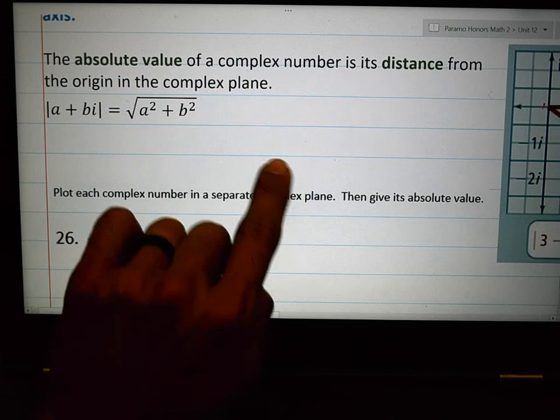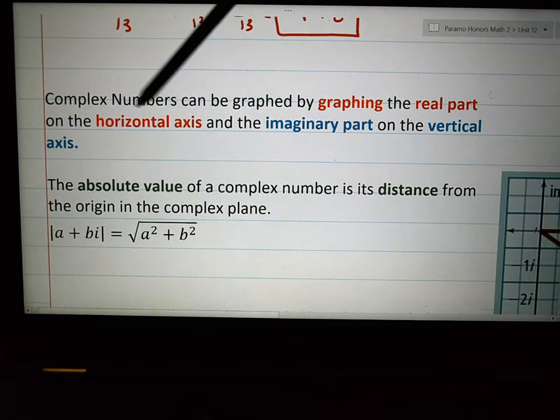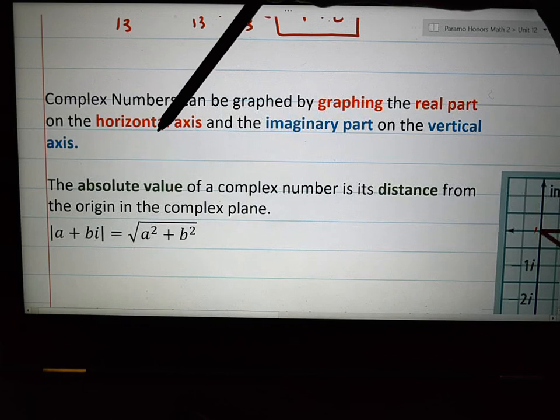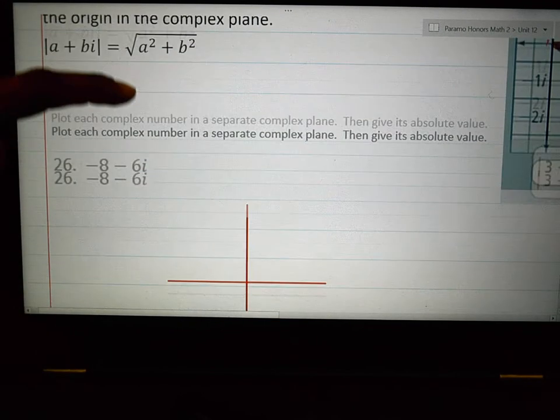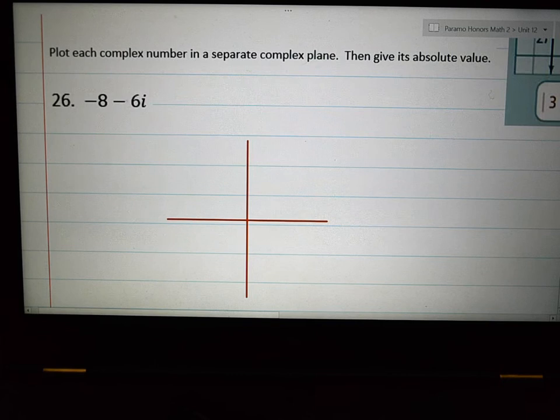So, if you did not get the major part of this, your real part is your x-axis. Nothing changes with what's real. Your imaginary is your y-axis. That's your key point. So let me give you an example. It's number 26. 26 says, plot each complex number in a separate complex plane. Meaning, here's my complex plane. Then give its absolute value.